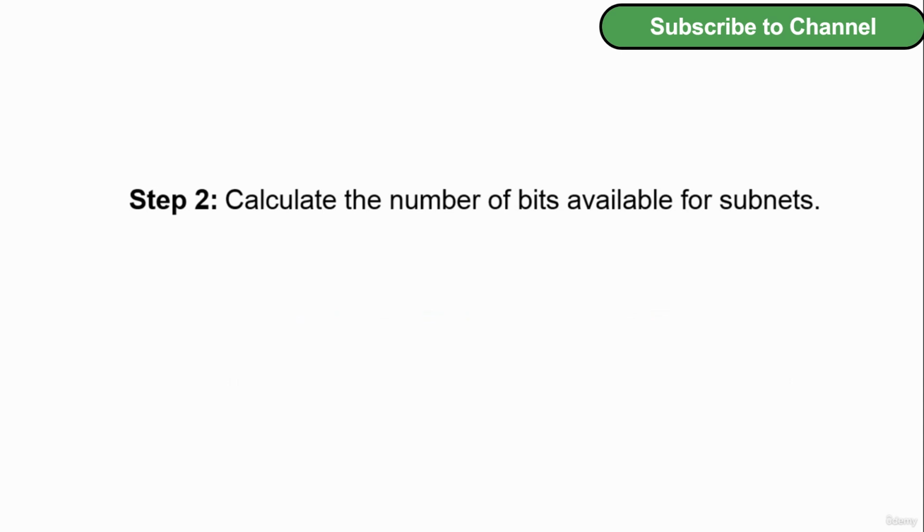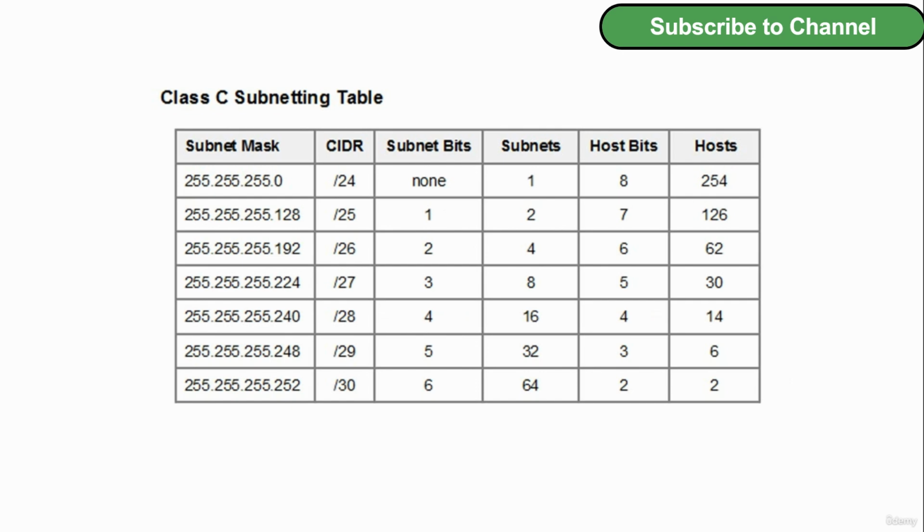So we'll calculate the number of subnets. So in this case, I know I've got a /27 mask. That's 3 subnet bits that are available. There's 8 bits per octet. So the 3 subnet bits gives me a total of 8 subnets available.